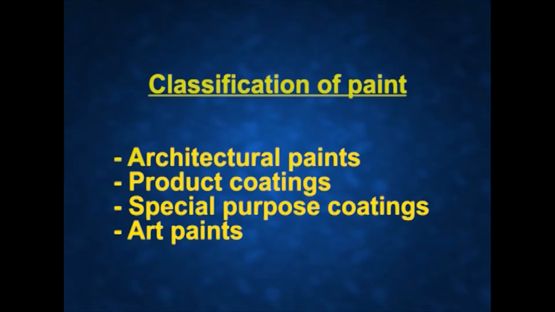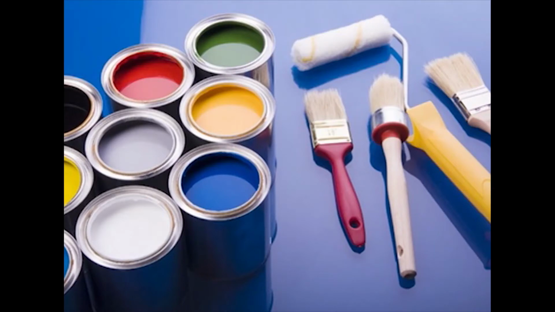Let us now come to the classification of paints. Paints can be divided into 4 major categories: architectural paints, product coatings, special purpose coatings and art paints. Coming to the architectural paints, these are also sometimes called household paints and are those coatings which are most often found in residences and businesses. These are used to paint buildings such as houses as well as objects such as mailboxes. They are used for protection as well as to impart color.